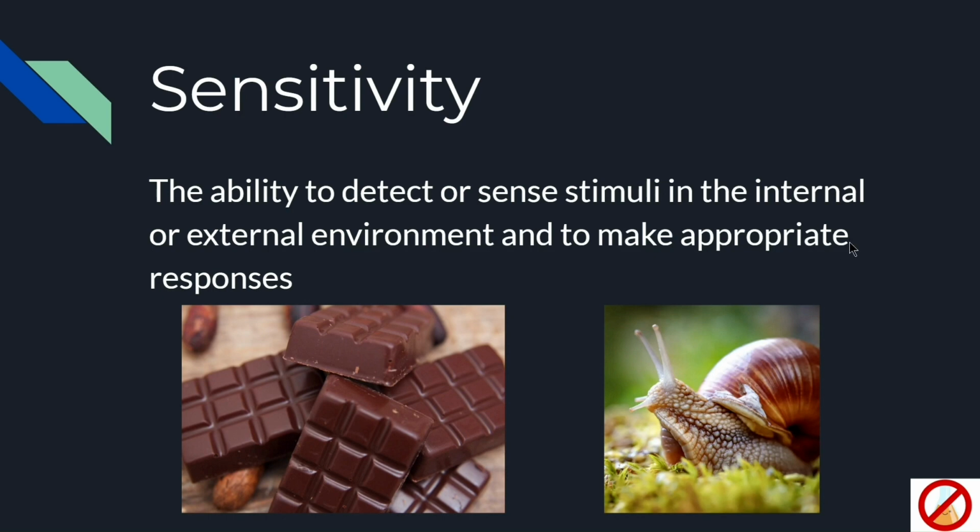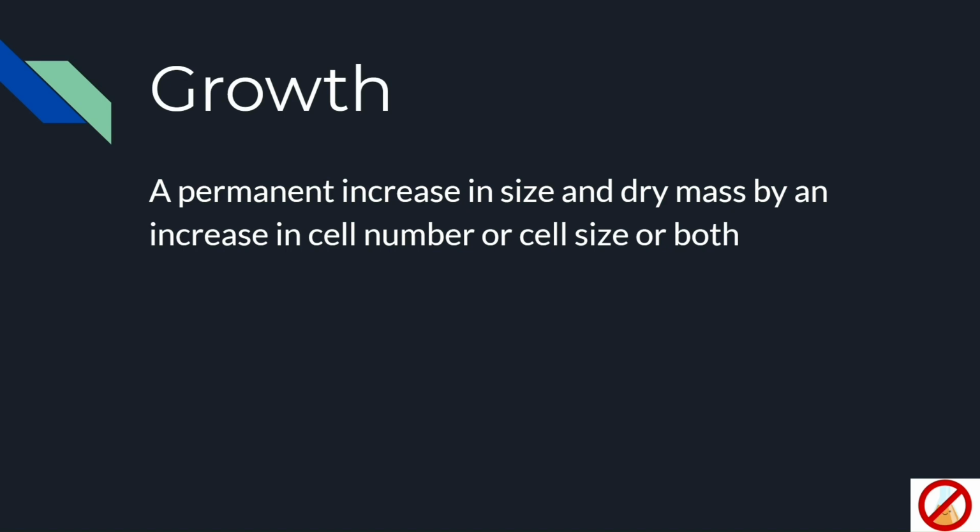The next one will be growth, and this one is just straightforward. It literally means growing. A fancy definition would be a permanent increase in size and dry mass by an increase in cell number or cell size or both. So the physical feature expanding, it's literally what growth means. We can take a look at, for example, plants.